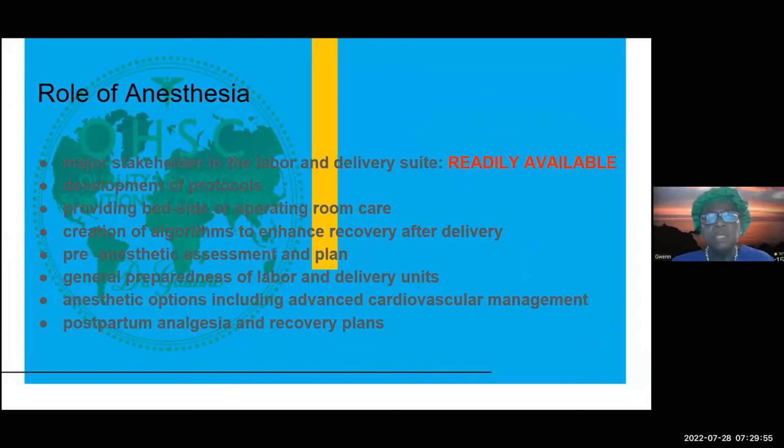In terms of anesthesia, anesthesia is one of the major stakeholders in the labor and delivery suite. Anesthesia should be readily available. So when the patient comes in, do we have a team of people who are coming in already bleeding? Do we have that team assembled? What is the time factor between the time the patient arrives and the time the team is assembled? And what kind of protocols do you have in order to provide the level of care that you can provide for those patients prior to that patient being transferred?